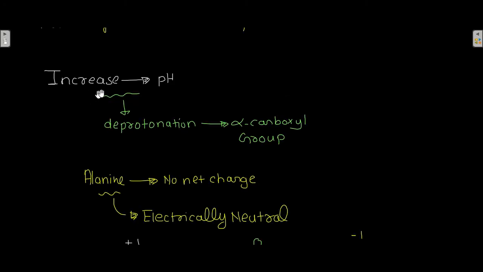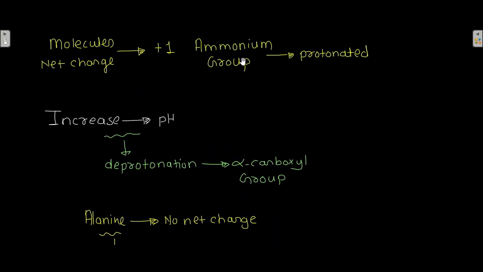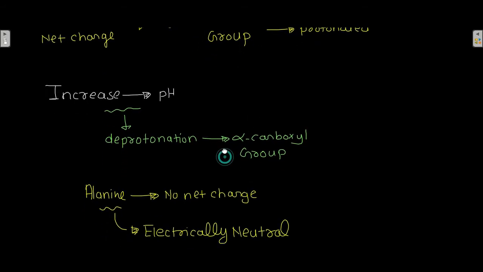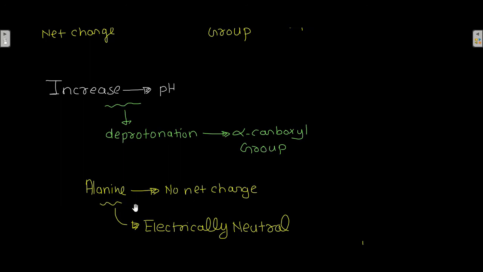If the pH is increased, then there is deprotonation of the alpha carboxyl group, and then alanine will not have a net charge. Alanine will be electrically neutral. So the alpha carboxyl group is deprotonated and the ammonium group is protonated, so that balances things out, and then this alanine becomes electrically neutral. This happens because of the increase in pH.